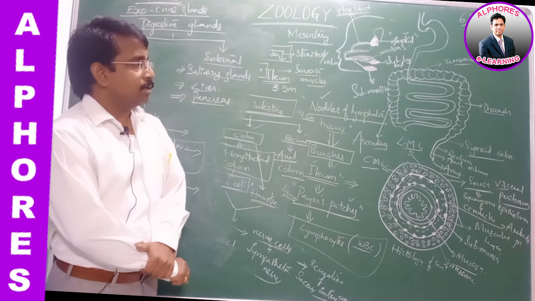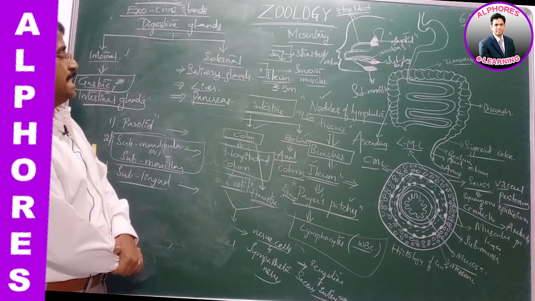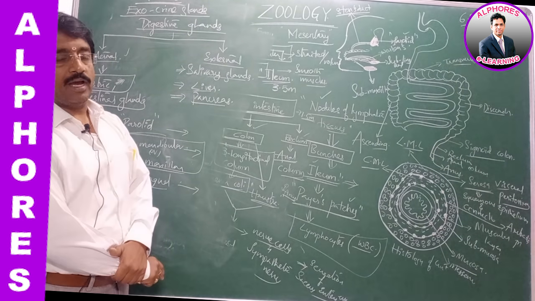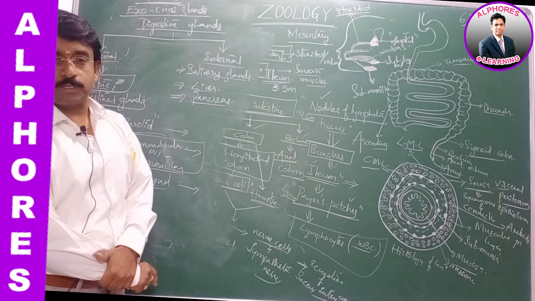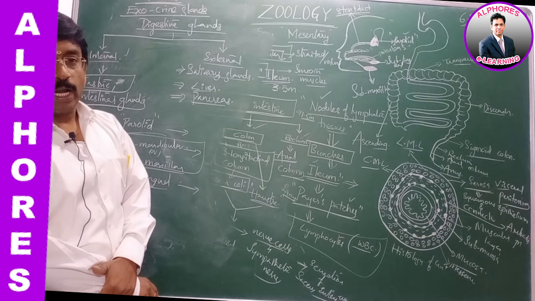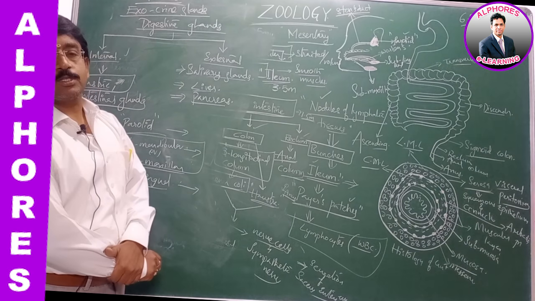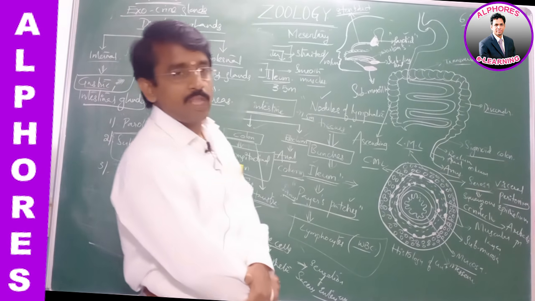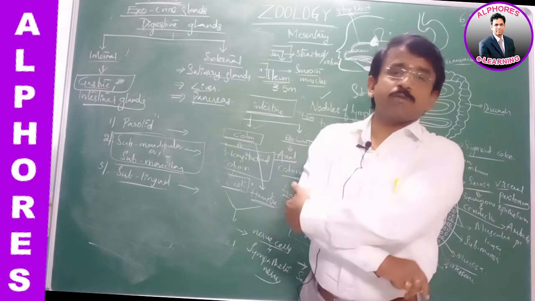The chief cells or peptic cells, the acidic or parietal cells, and the neck cells. 3 types of cells we find. So in this connection, the first one is said to be the chief cells. The chief cells are considered to be secreting the inactive enzymes.